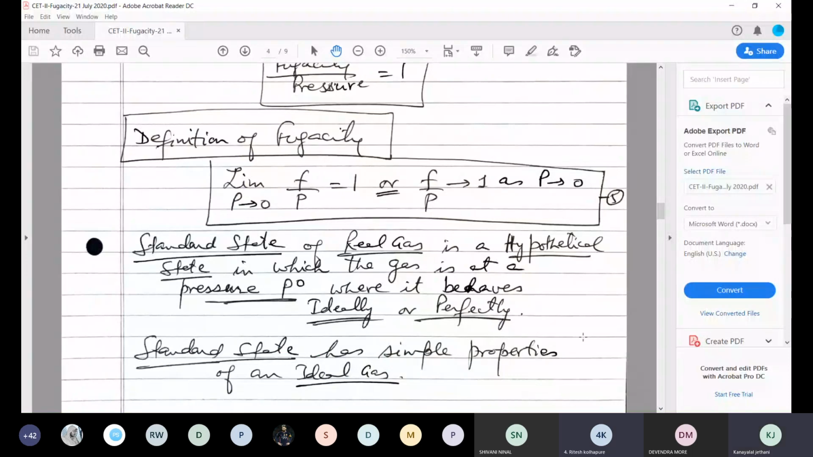No, at high pressure fugacity is not equal to pressure. That we'll see. We'll derive the equation. We'll see what is the effect of pressure on fugacity. Just like we did for chemical potential, we'll see what is the effect of pressure on fugacity. So at low pressure, fugacity is equal to pressure. But at high pressure, fugacity is not equal to pressure. And that is why we are defining all these things.